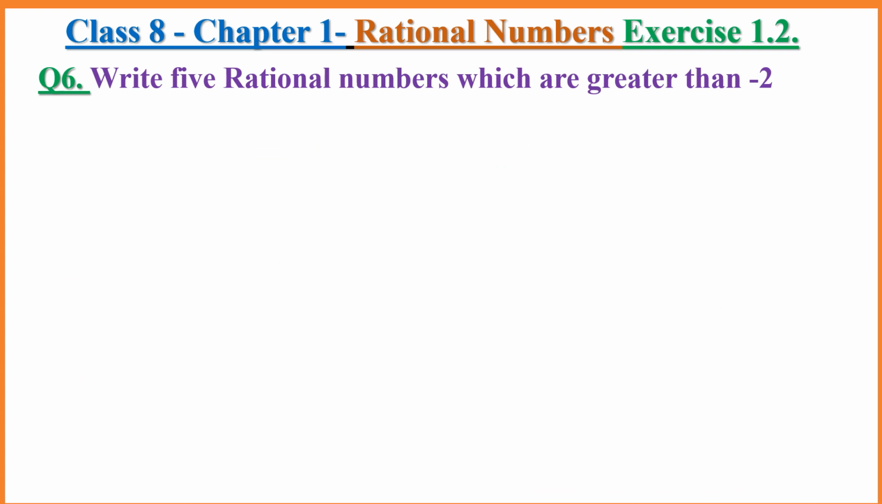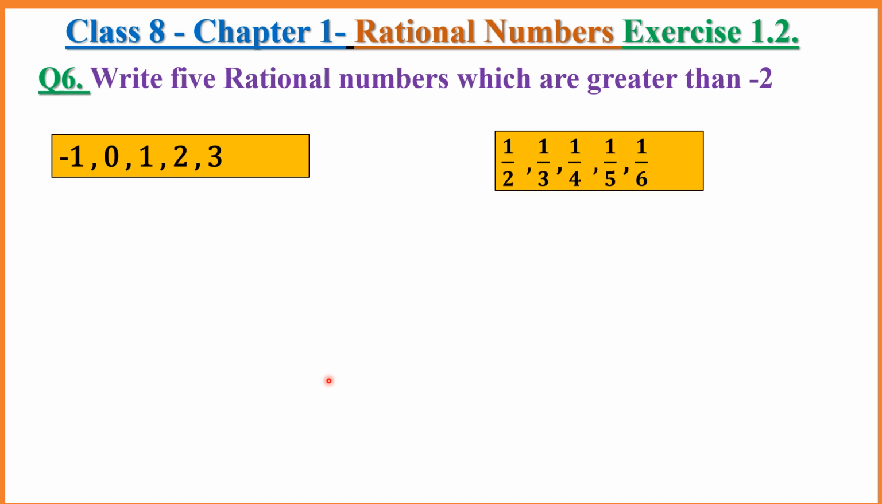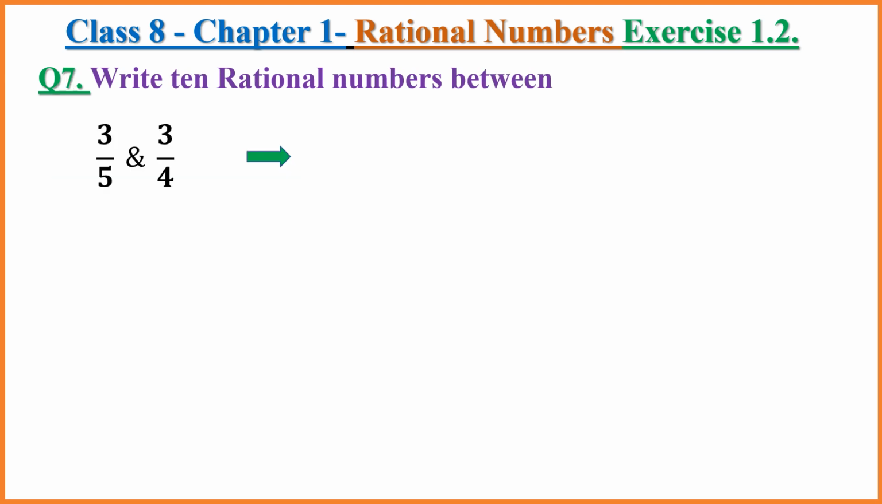Our next question, question number 6. Write 5 rational numbers which are greater than minus 2. Earlier we saw less than 2; this question is greater than minus 2. So here also you can write any 5 rational numbers. Greater than minus 2 means it can be minus 1, 0, 1, 2, 3 or 1 by 2, 1 by 3, 1 by 4, 1 by 5, 1 by 6. Anything you can write.